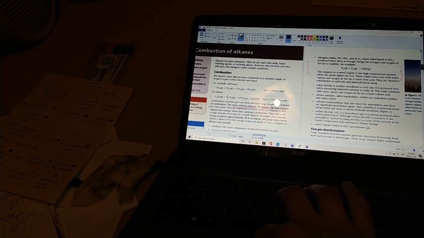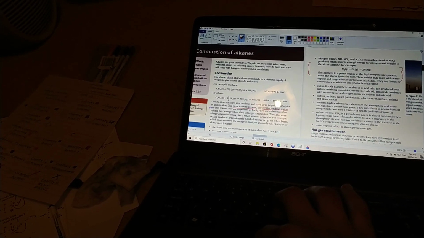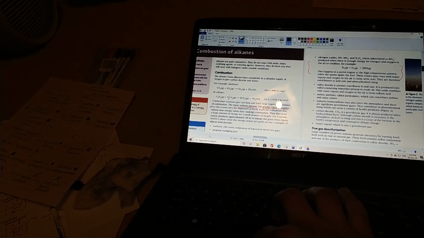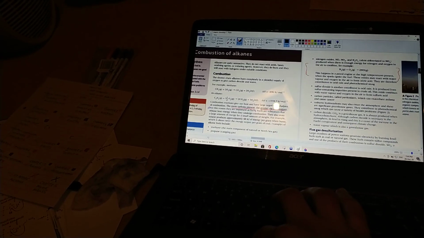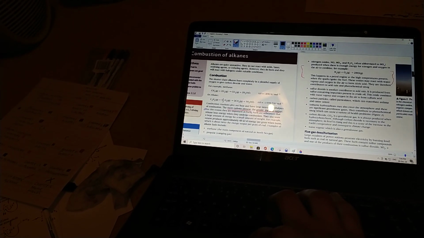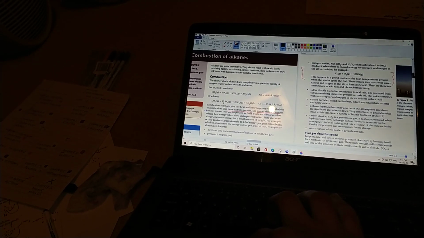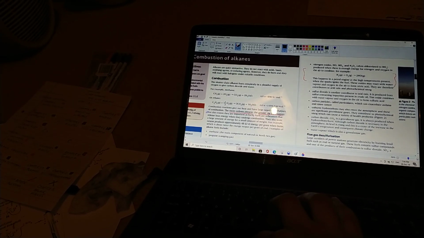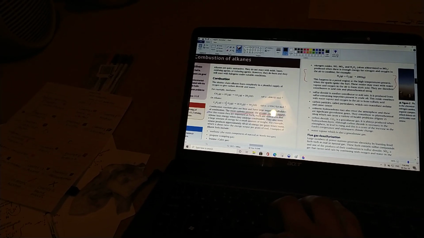Nitrogen oxides, namely NO, NO2, N2O4, abbreviated as NOx, are produced when there is enough energy for nitrogen and oxygen in the air to combine. For example, N2 gas plus O2 gas gives us 2 molecules of NO gas. This happens in a petrol engine at the high temperatures present when the sparks ignite the fuel. These oxides may react with water vapor and oxygen in the air to form nitric acid. They are therefore contributors to acid rain and photochemical smog.